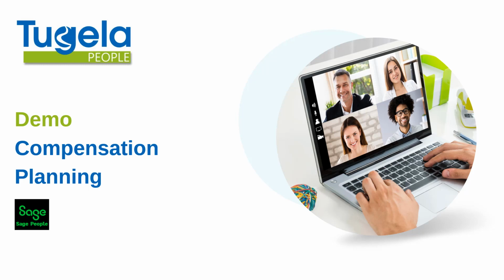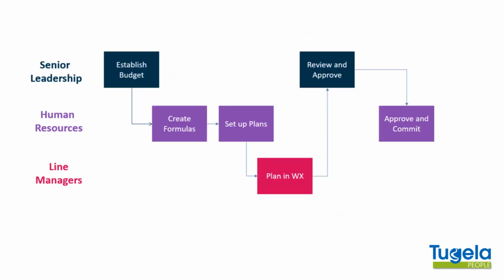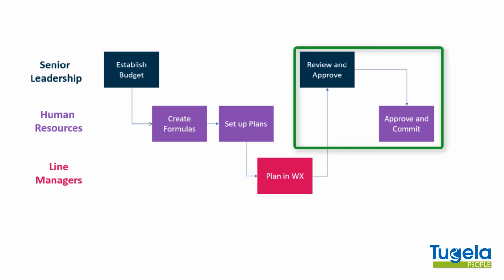The process works as follows. The business will establish the overall budget to be used within the plan. You'll then decide on the eligibility and exclusion criteria, and this will be set up as a formula within the plan. Once the plan is set up and launched, managers are given a time window within which they can access the plan in WX and apply their suggested increases.